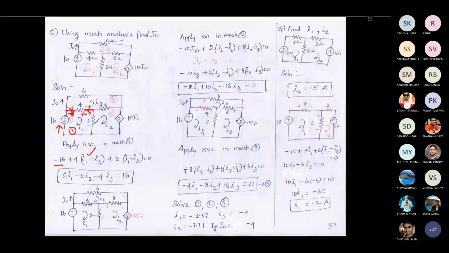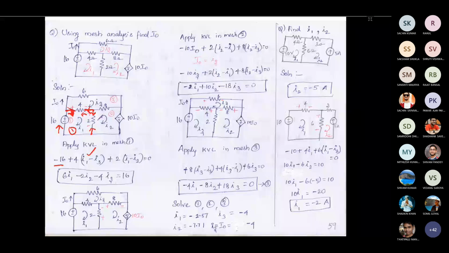For this 2 ohm resistor, one current is coming from top to bottom and another current is coming from bottom to top. This is a common branch. This is the common branch between which meshes? That's what I'm saying. That's why I'm saying two currents are there.